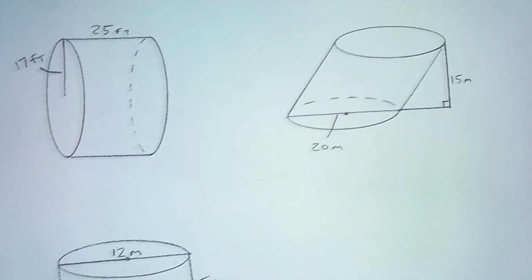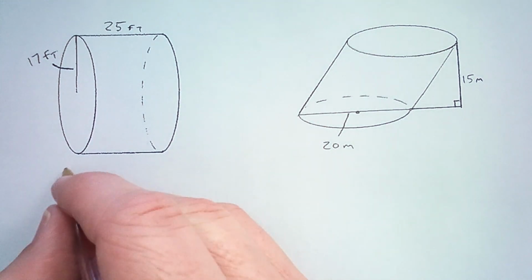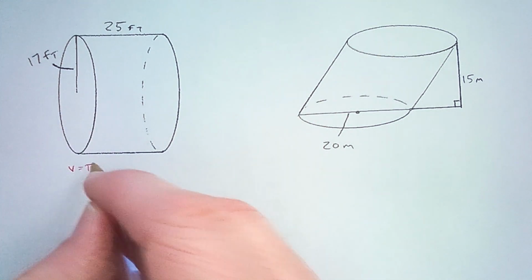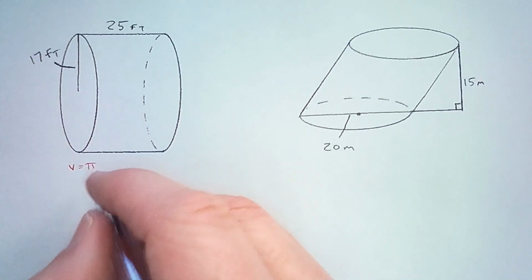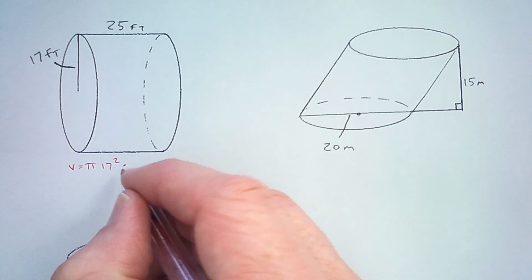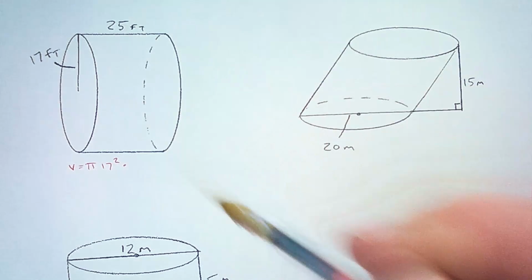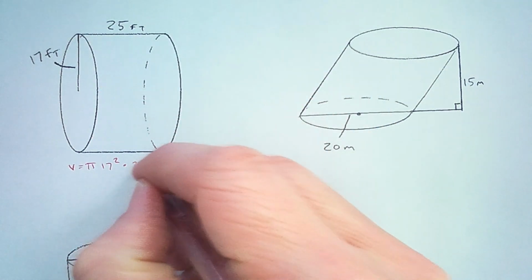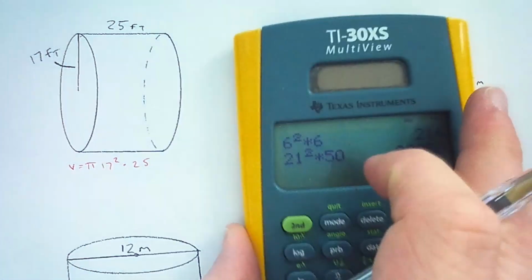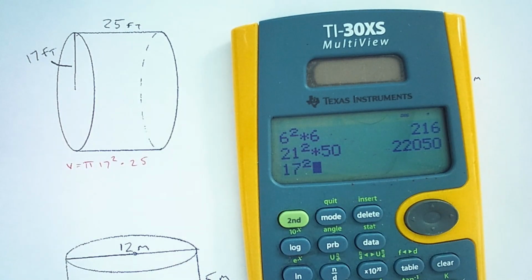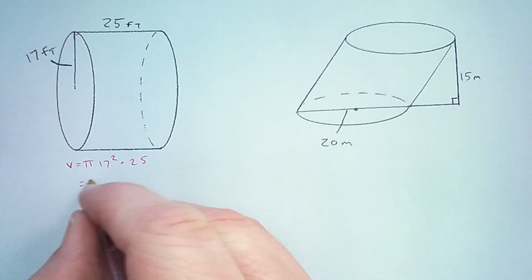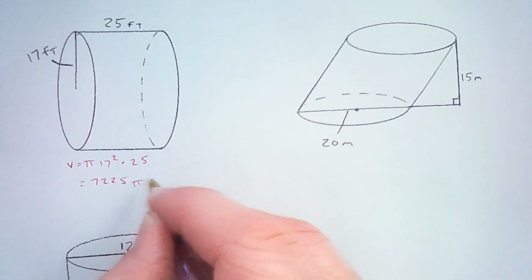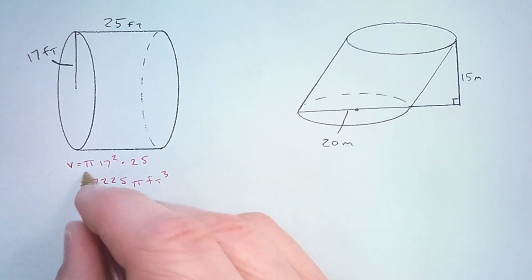Our next cylinder is laying down on its side. The volume is pi times the radius, which is 17 squared, times the height. Now, height does not have to be top to bottom. It has to be base to base. From one circular base to the other is 25, so the height is 25. So we have 17 squared times 25, 7,225. So the volume is 7,225 pi feet cubed.